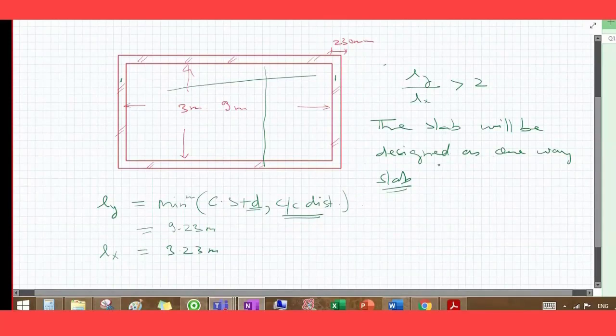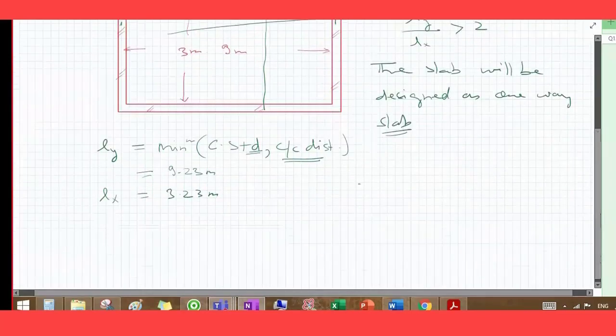So once this is done, what was my first step? If you remember, my first step was to have the trial thickness.